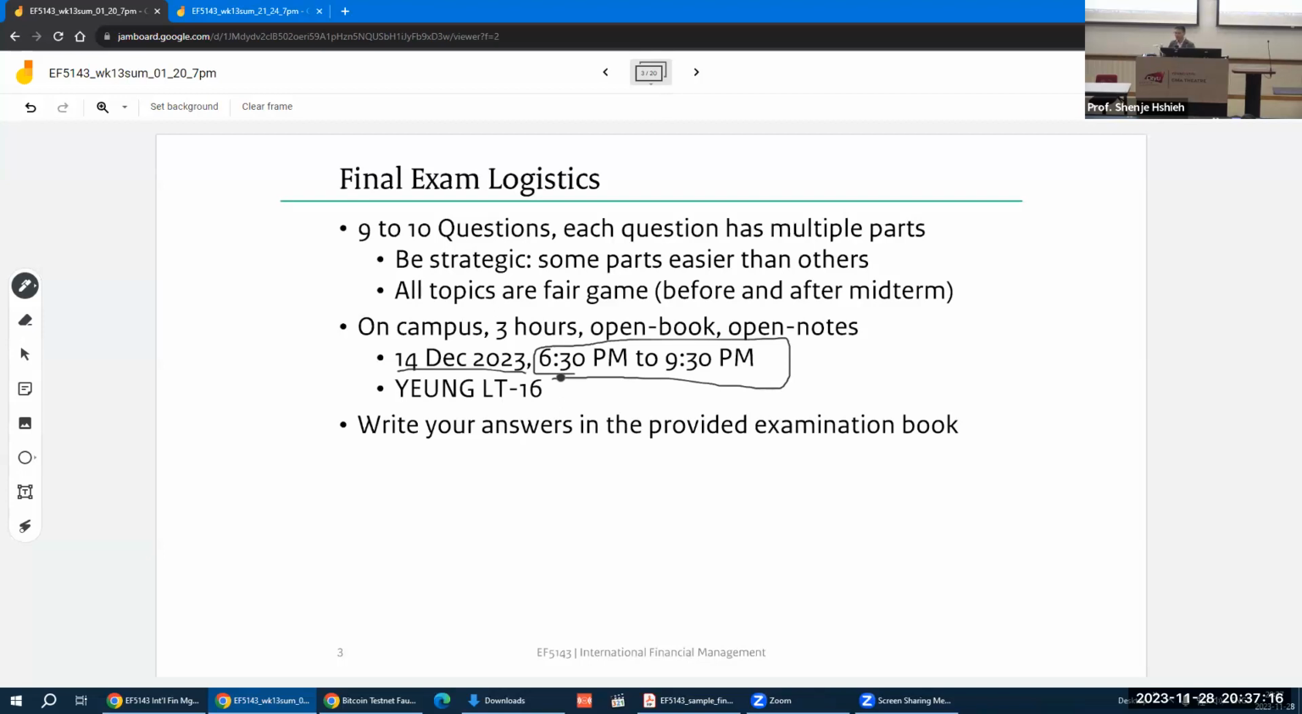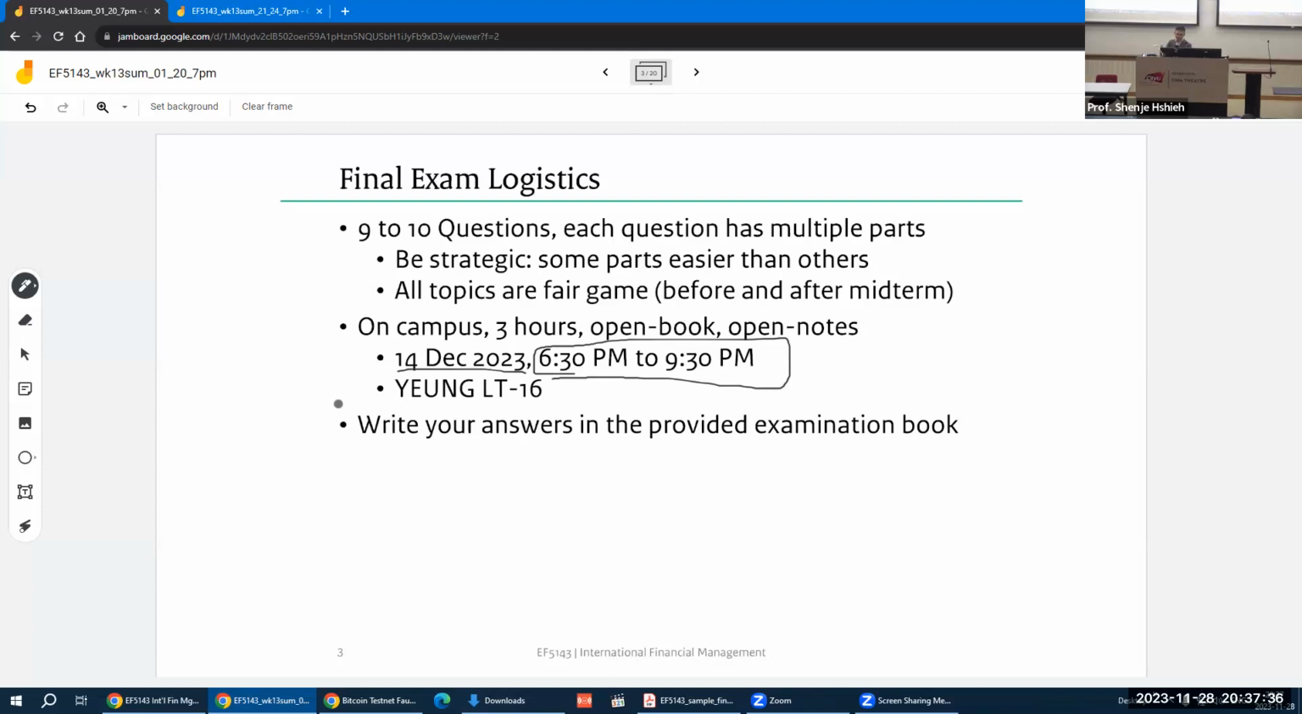Yeah, open book, open notes, just like the midterm. Because it's open book, open notes, expect more quantitative questions and conceptual questions that you have to think hard on, as opposed to just regurgitating facts, right?